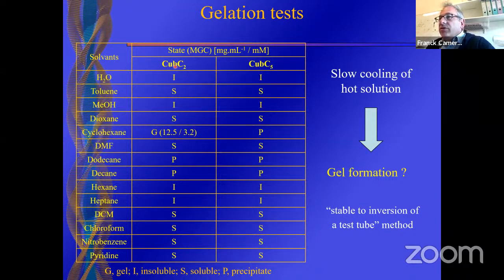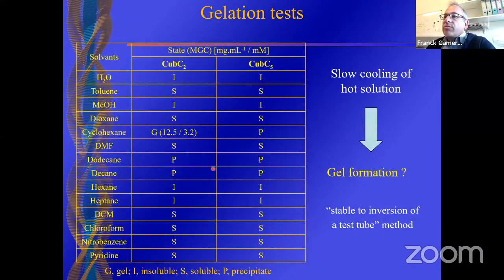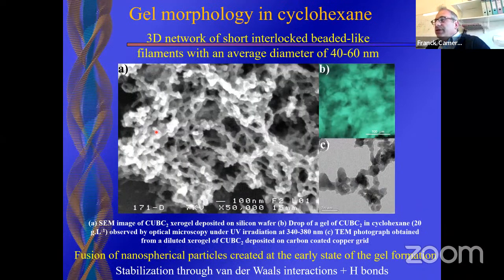And we found that the cubane with the shorter ligands was able to form gels in cyclohexane. And this was the only example. But we were lucky, we have 1 gel. So after, we checked the morphology of the gel, and this time we found that the gels are formed by what we call beaded-like filaments. So this is like small spherical particles which aggregate together to form these one-dimensional chains.